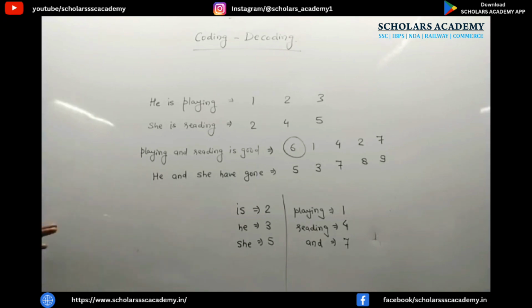Instead, they can also use some symbols. So I'm not giving that example. You have understood it. So that's it. These are the 5 types in coding and decoding. Have a look at the examples and start solving the exercise.